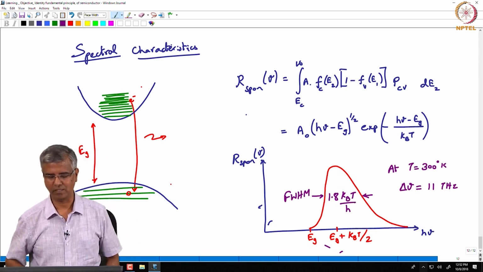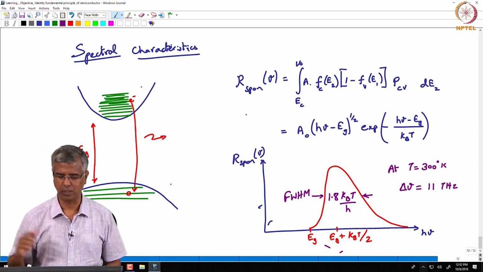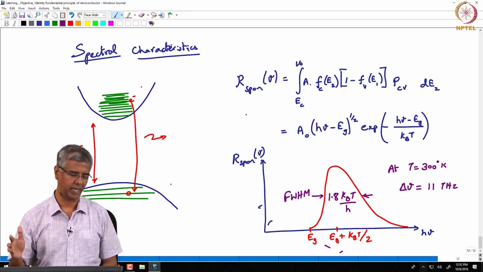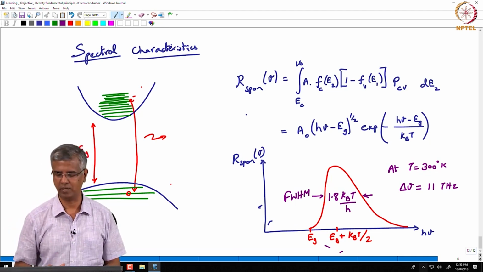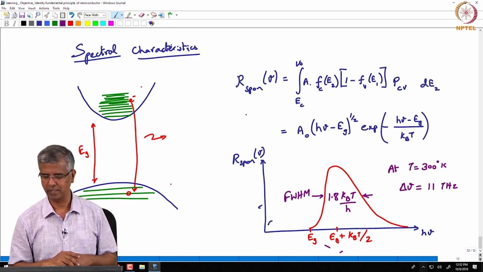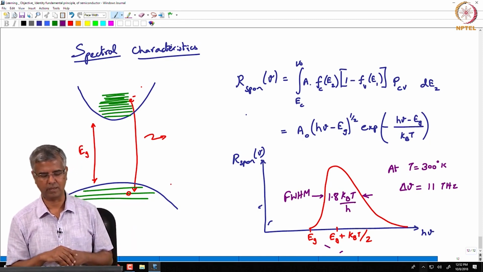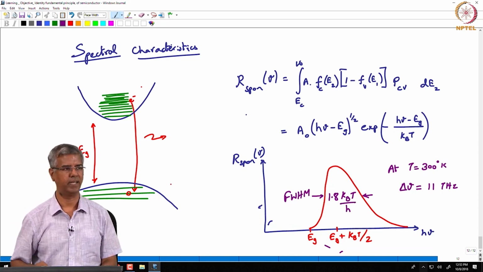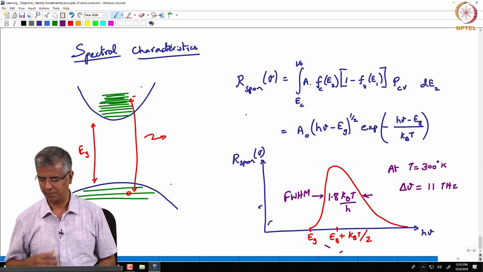Okay, so let's stop at this point. What we will do next is look at similar characteristics for semiconductor diode lasers, but knowing all the laser characteristics that we already have discussed in rare earth systems, I'm not expecting to spend a lot of time on that, and then we'll go on to semiconductor light detectors. Okay, thank you.